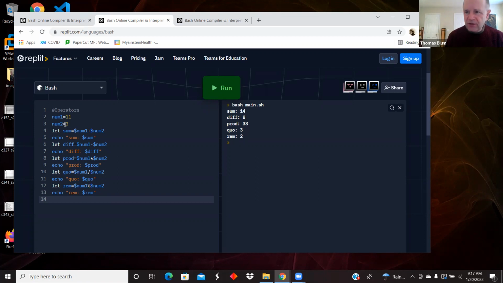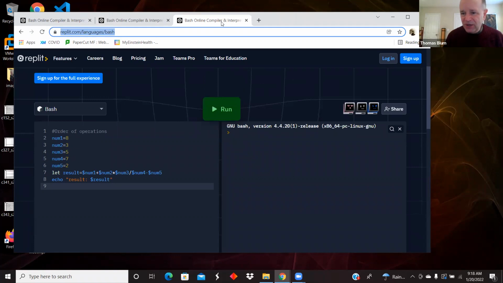And then if I want the modulus, the remainder, then I use the standard percent sign for that. So $num1 % $num2 does the division and gives me the remainder. And 11 divided by 3 was 3 with a remainder of 2. Right, one more simple operation.